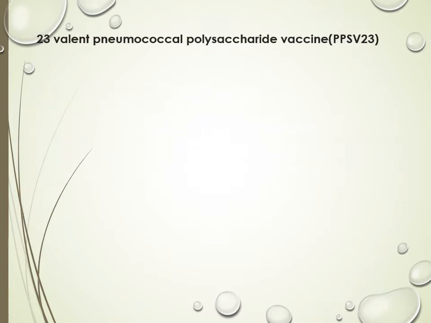One of the vaccines is the 23 valent pneumococcal polysaccharide vaccine, also called PPSV23. As the name suggests, it's a polysaccharide vaccine, that means it is made up of polysaccharide. But the problem with this vaccine is that, as it is made up of polysaccharide, it's not a good activator of the immune system, so the result with this vaccine is not so good.